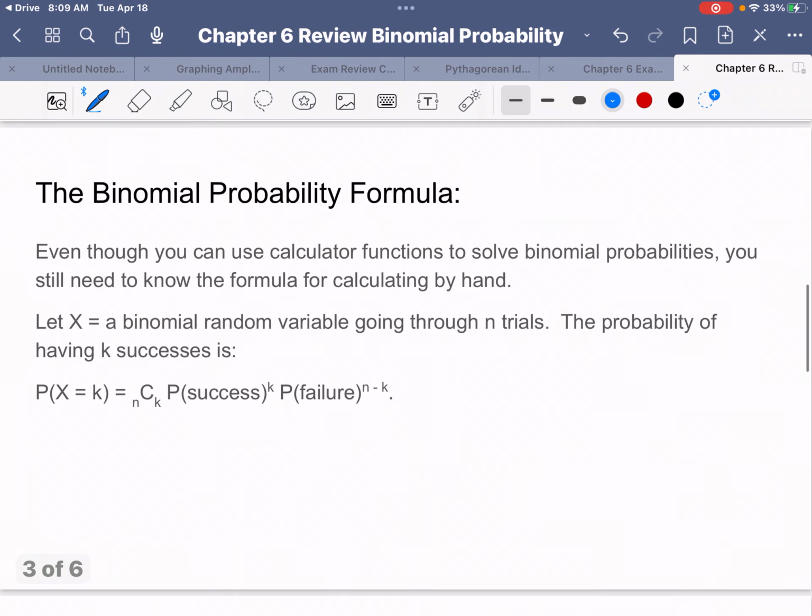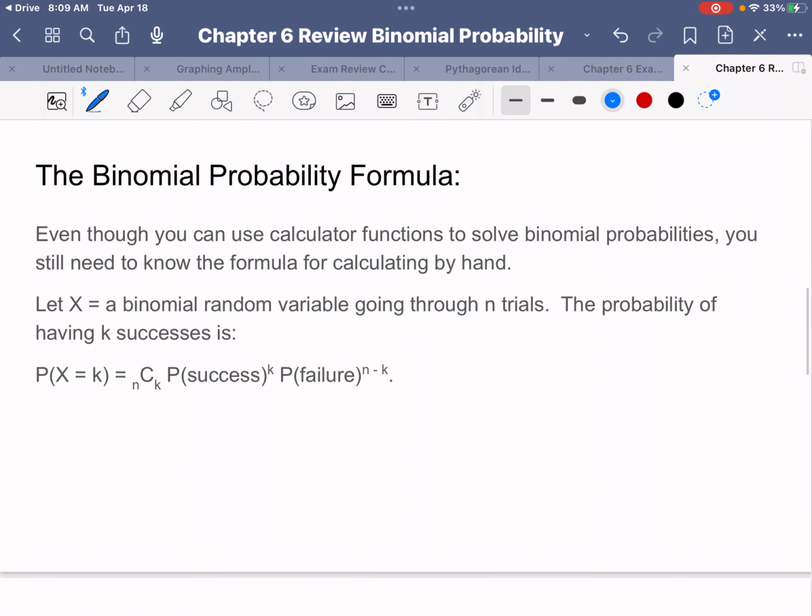Now, the binomial probability formula. When we taught this in Chapter 6, we taught the binomial probability formula when you have to make a calculation by hand, but we also taught that the calculator can just calculate binomial probabilities for you. You've got to know the binomial probability formula because sometimes they structure a multiple choice question with the formula instead of the actual percentage answer. So here's the binomial probability formula. I'm hoping you remember it.